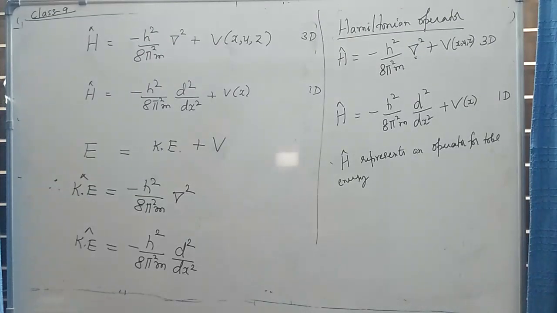Then either I will discuss the postulates of quantum mechanics first, or, if possible, instead of discussing the postulates, I will directly go to the application of the Schrodinger wave equation. Different applications we have, such as application to a particle in a one-dimensional box, application to a rigid rotator, application to a simple harmonic oscillator, and so on. After that we may discuss the postulates of quantum mechanics.